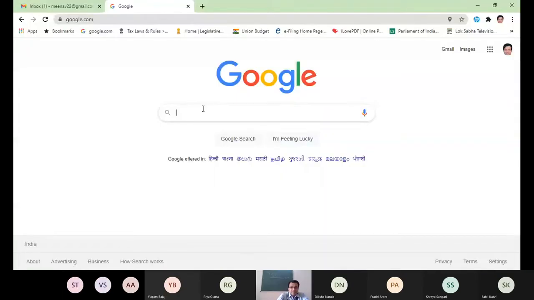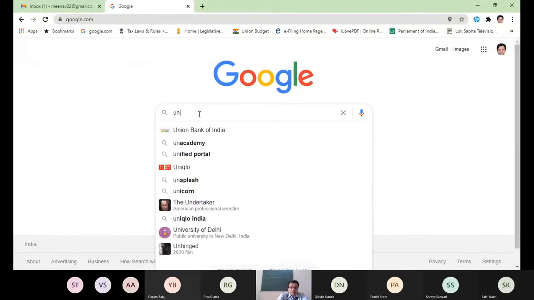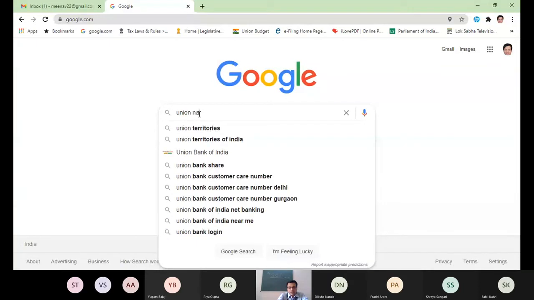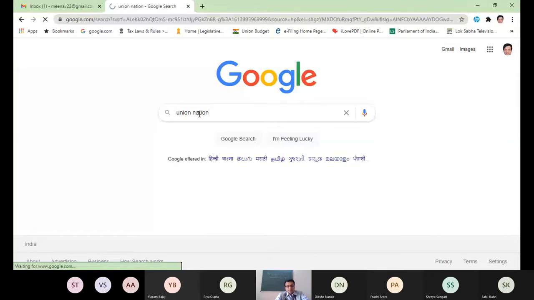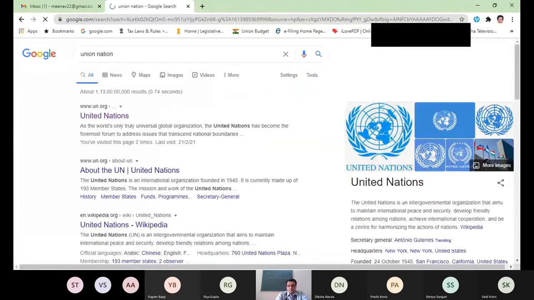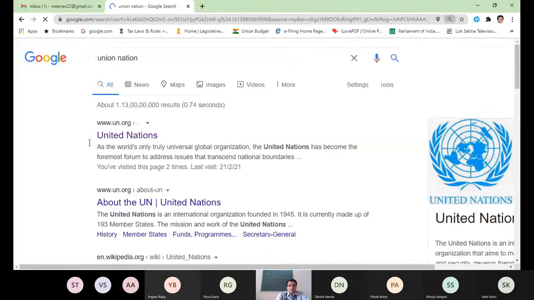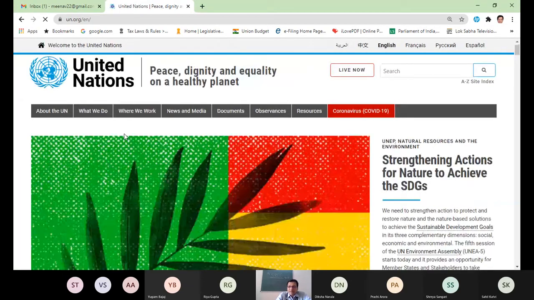I hope you can see this. I think the screen is visible. United Nations. Let us check United Nations. This is the website of United Nations. And how will I check different conventions? If you are interested in the study of international law in future, you must have knowledge of United Nations conventions. There are so many conventions: child rights, exploitation, human rights, relief, etc.